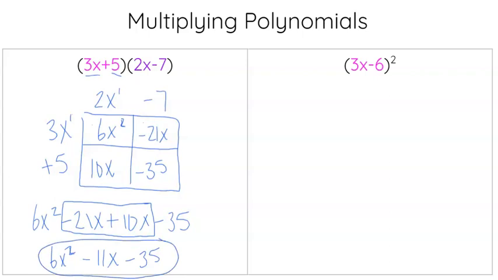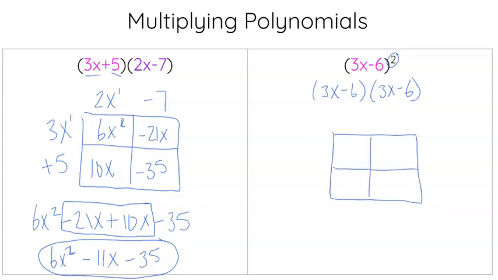We're going to do that one more time over here with 3x minus 6 squared. Whenever we see squared, squared just means multiplied by itself. So in this case, we're taking 3x minus 6, and we're multiplying it by itself, 3x minus 6. So it's a very similar problem to the one we just did, so we're going to use that box method again. And we're going to do 3x minus 6 on the left, 3x minus 6 on the top, and then we just multiply top and side.